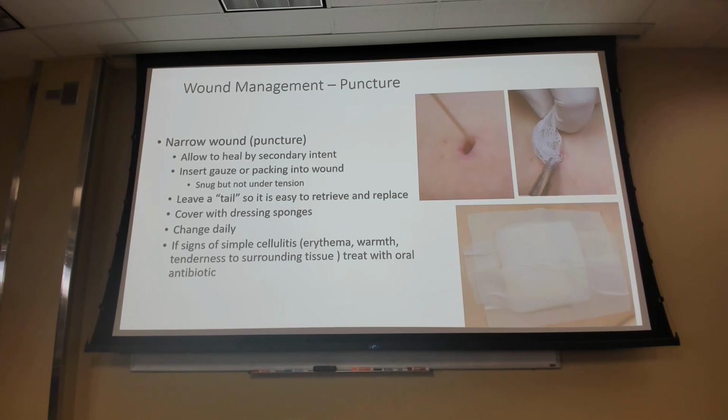And sometimes we will use packing material that has like antibiotics impregnated in it. We'll sometimes pack the wound with those as well. And typically we have to change them daily. We like to use some sort of dressing sponges over it, sometimes something that can absorb any of that serous material that's coming out of there. And if there's any signs of cellulitis, we typically treat with antibiotics. So depending on what this puncture wound was, we'll start them on an oral antibiotic.